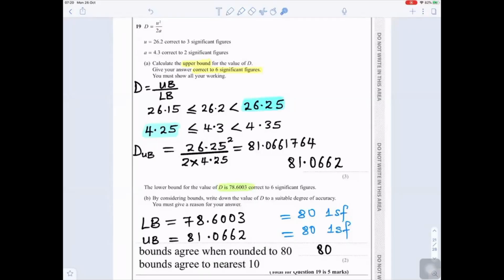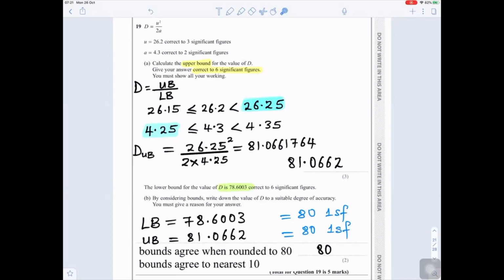Question number 19. D is equal to U squared divided by 2A. U is equal to 26.2, correct to 3 significant figures. A is equal to 4.3, correct to 2 significant figures. Calculate the upper bound for the value of D. Give your answer correct to 6 significant figures. You must show all your working.